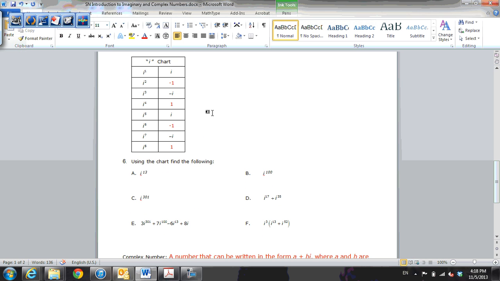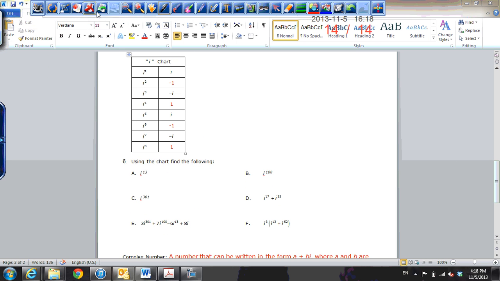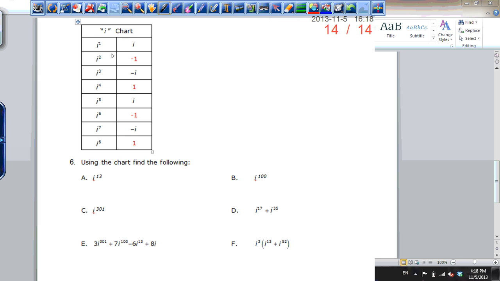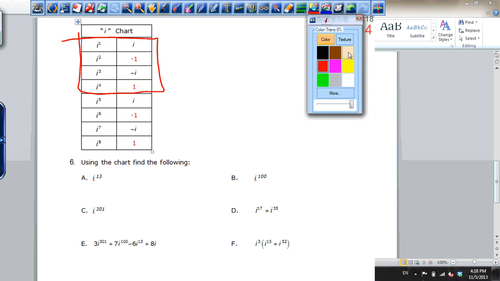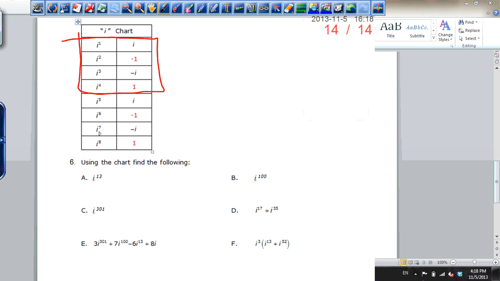Next thing is we're going to use this chart here to help us figure out what some of these really high exponents are. So I got i to the first, i to the eighth. And there's a pattern here. Every 4, it repeats. So you see i, negative 1, negative i, 1. i, negative 1, negative i, 1. And so the way I've been telling kids all day is, you can use a chart if it's a small number. So like i to the 13th, if this is 8, it's going to cycle back. So 9, 10, 11, 12, 13. i to the 13th is i.